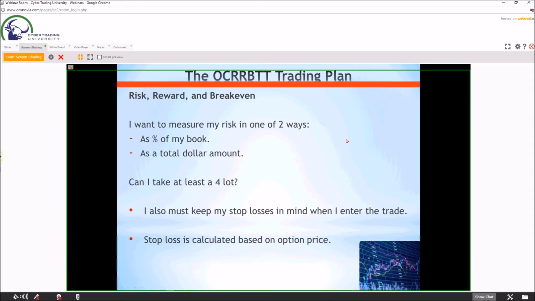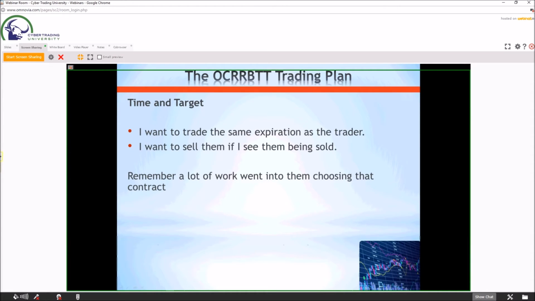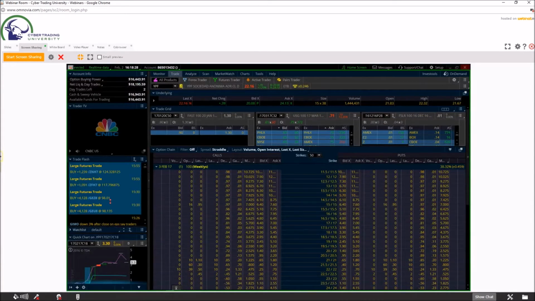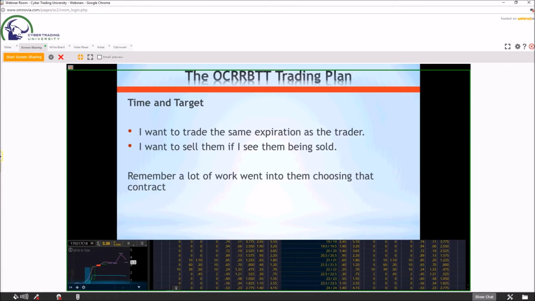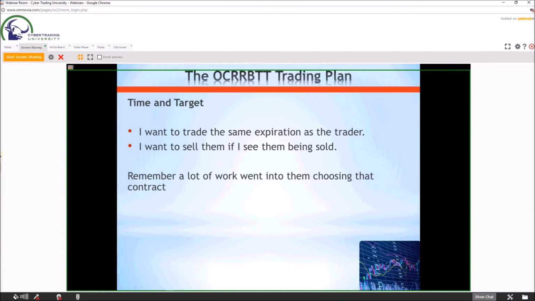So after that, it's all about time and target. If we're taking a trade, we want to take the same time frame as the institutional trader, right? We don't want to try and mess with that. We just spent a whole hour talking about how they have better information than I do. They have insider information in some cases. Why would I ever want to see this order hitting the tape in Foot Locker and take a completely different position? I want to take the same trade that they do because they spent time figuring out what the most efficient and effective way was for them to express their view about the market.